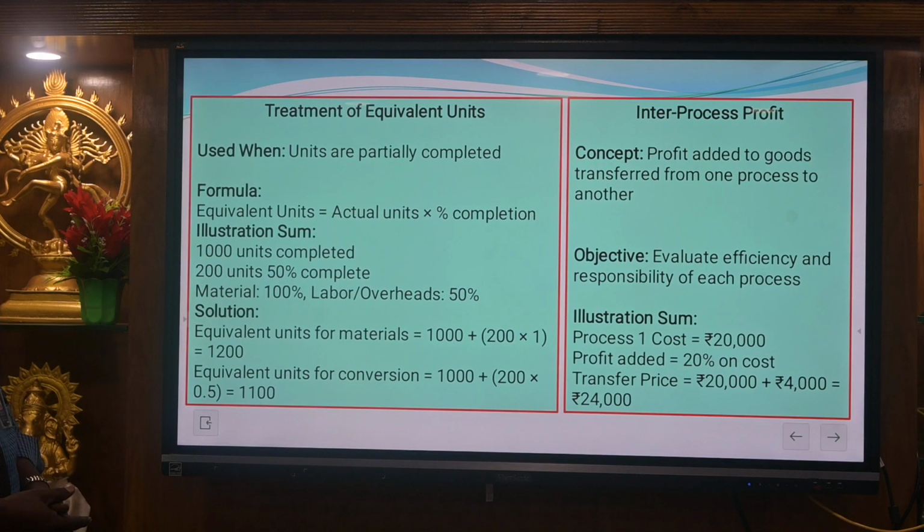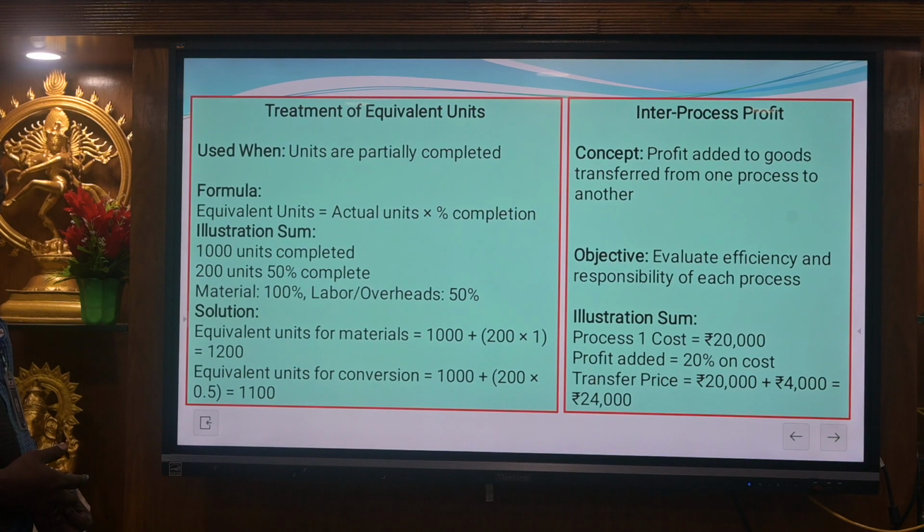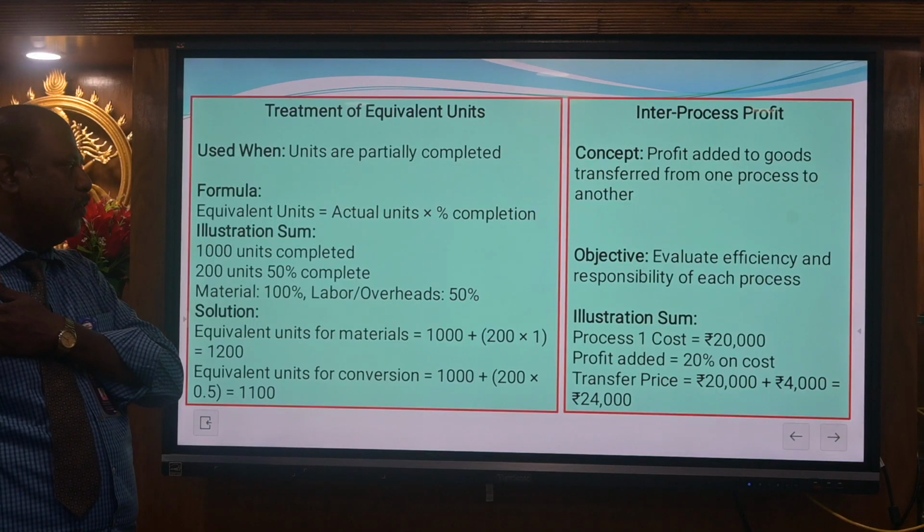Here is the solution. Equivalent units for material, that means 1000 plus the 200 units completed, so we get 1200 equivalent units. For conversion, that means 1000 completed units plus the percentage completed, that means 200 units at 50% is 100, so it is 1100 units.